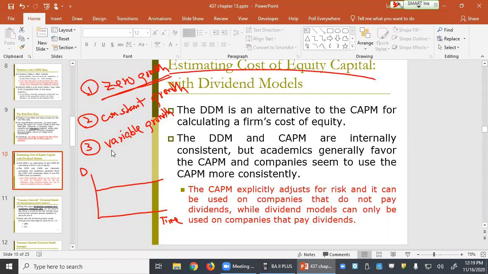In the past, we have been using those models to solve for P0. For example, with the zero growth model, P0 is calculated as the annual dividend divided by R. But now, since we're not estimating P0, we're estimating the cost of equity, what we have to assume is that this P0, the current stock price, is traded at the fair market value.